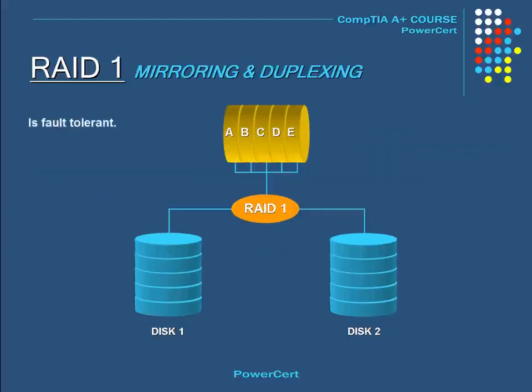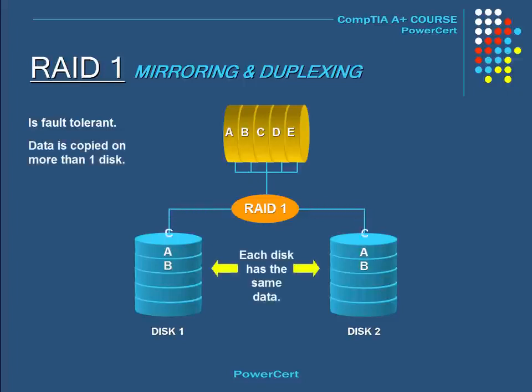Now RAID 1 is fault tolerant. In a RAID 1 setup, the data is copied on more than one disk. So disk 2 would have the exact same copy of the data as disk 1. So in the event of a single disk failure, then no data loss would happen because the other disk would have a duplicate copy.